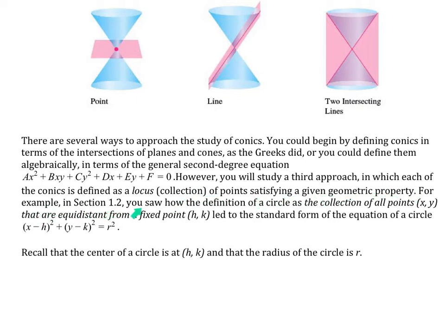For example, in section 1.2, you saw how the definition of a circle as a collection of all points x, y that are equidistant from a fixed point h, k led to the standard form of the equation of a circle. Well, then recall that the center of a circle is at h, k and that the radius of the circle is r.